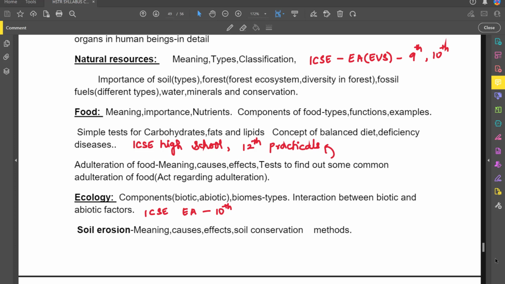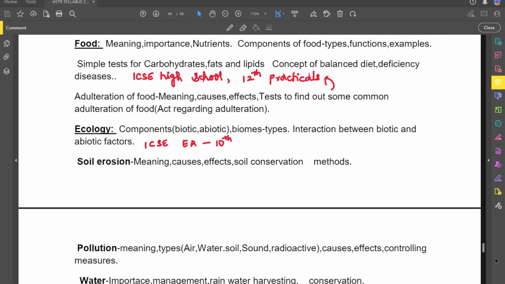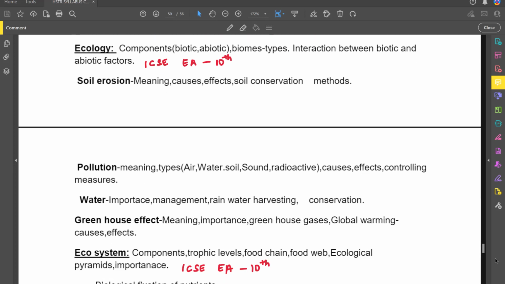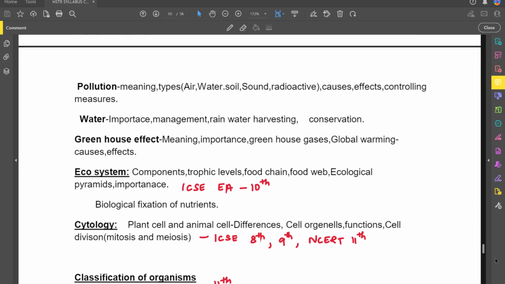Okay, next is ecology. Ecology again is also from environmental applications only. In ICSE 10th environmental applications, you will find this portion. Even soil erosion, pollution, water, greenhouse effect, ecosystem, all this is from environmental applications. But these are all very easy and important topics, because very commonly questions come from these portions also.